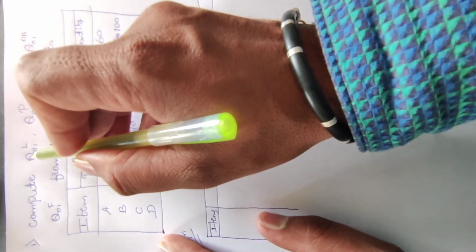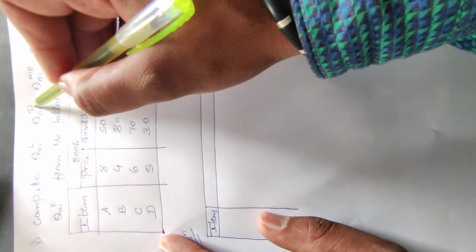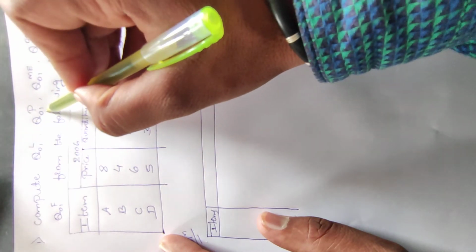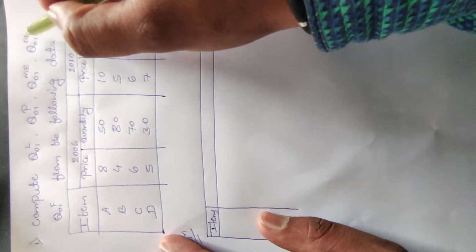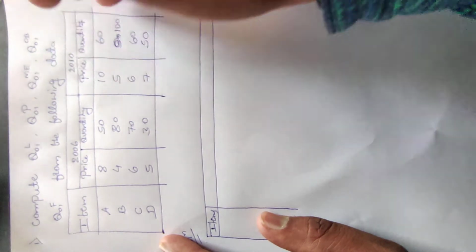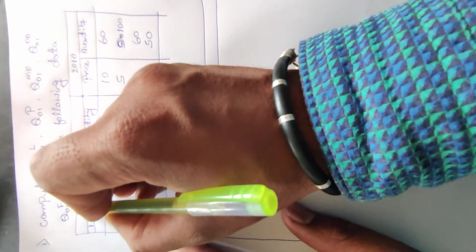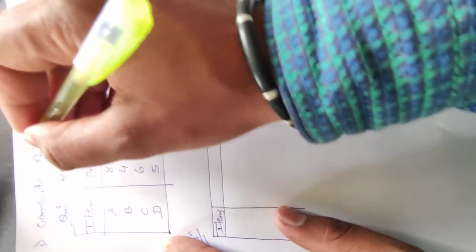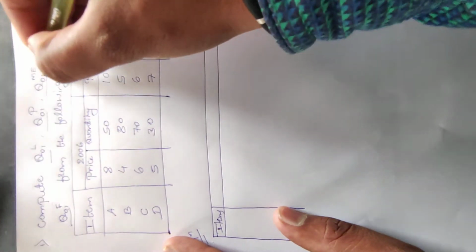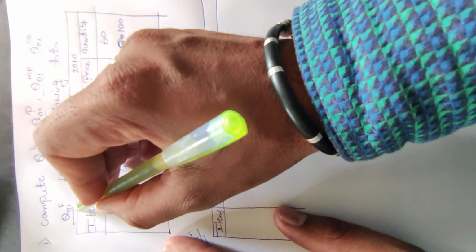Compute Laspeyres, Paasche, Marshall Edgeworth, Dorbish Bowley, and Fisher's quantity index numbers from the following data. So, we should find out the 5 methods: Laspeyres, Paasche, Marshall Edgeworth, Dorbish Bowley, and Fisher index number.